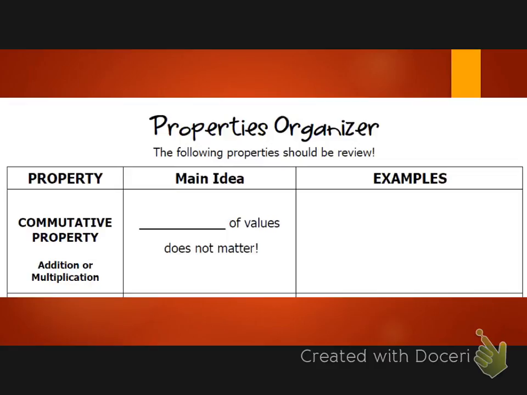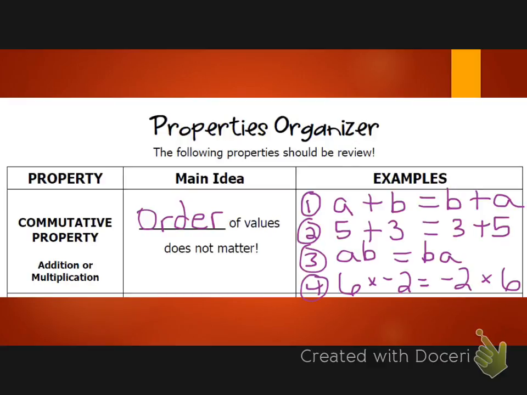For the commutative property, this is when the order of values does not matter. This would be things like addition and also multiplication. If you have A plus B, it's going to be B plus A. 5 plus 3 is the same as 3 plus 5. And the same is true for multiplication. You can multiply A times B or B times A, and you're going to get the same answer. Just like 6 times negative 2 or negative 2 times 6 gives you the same answer.